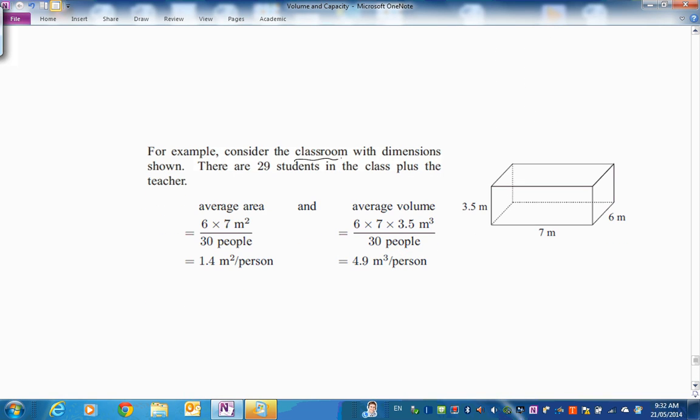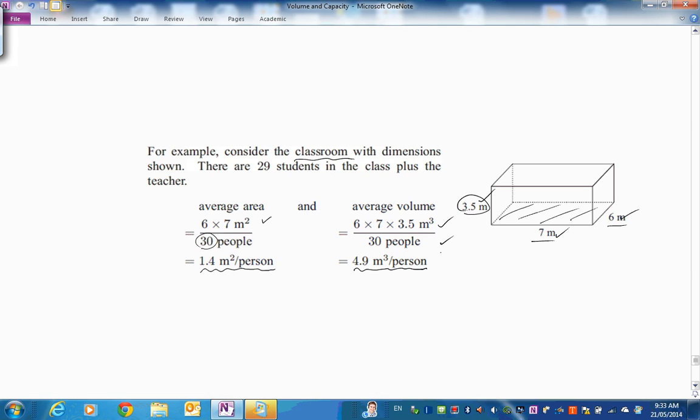Consider our classroom with dimensions shown, 7 metres by 6 metres and 3.5 metres high. They usually aren't that high. So what's the average area here? The area of the base is 42 square metres, there it is, and let's say you've got 29 students plus the teacher, so it's 30 people, you're getting 1.4 square metres of floor space each. Okay, that's probably good. What is the volume? The volume is length by breadth by height, uniform cross-section. Divide by 30, and we're getting 4.9 cubic metres of air per person.